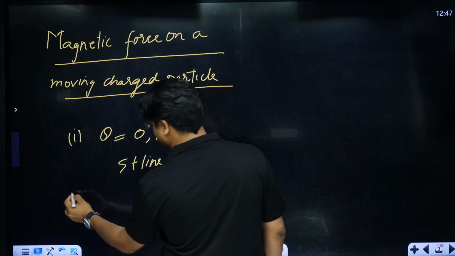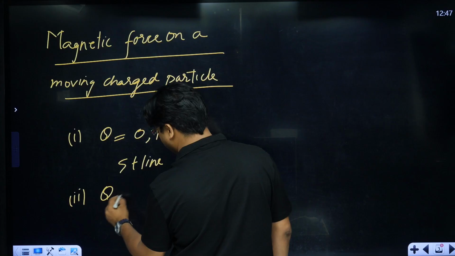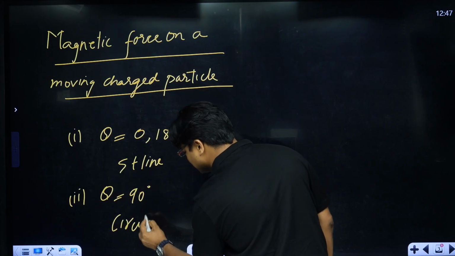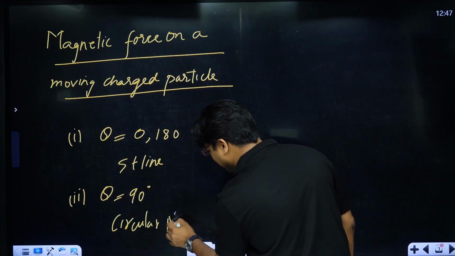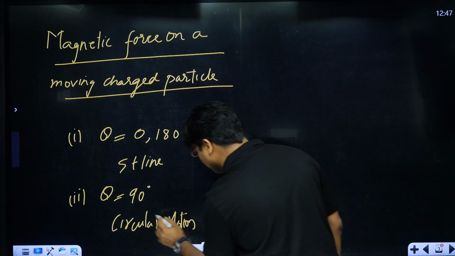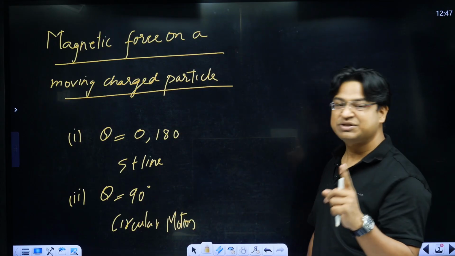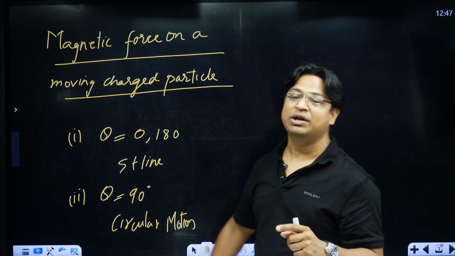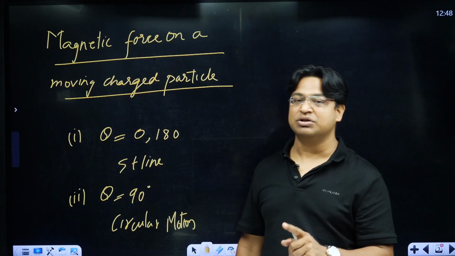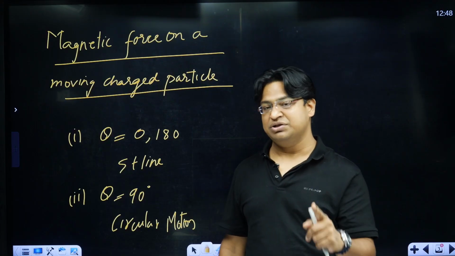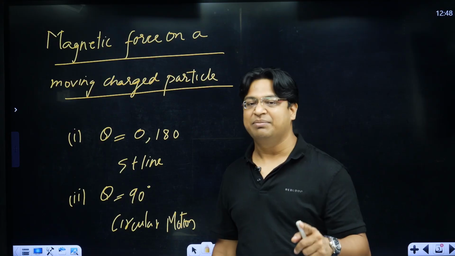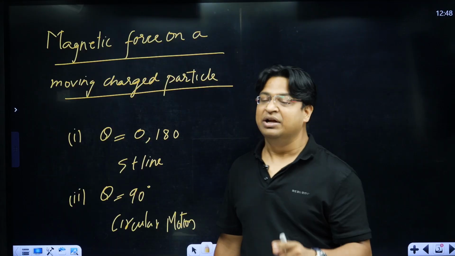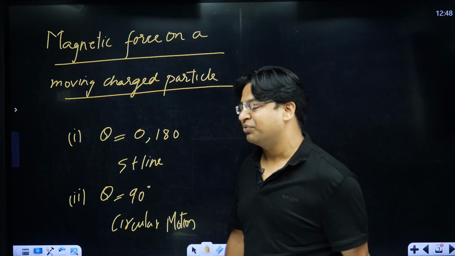In the next case, we considered theta equal to 90 degrees. In this case, we get a circular trajectory. The particle starts a uniform circular motion, which means the speed of the particle doesn't change. In fact, the magnetic force cannot change the speed of the particle, because it is always perpendicular to the velocity, and therefore the power delivered by this force will be 0. So it cannot change the kinetic energy, which means it cannot change the speed. This is something that we discussed in the previous session.